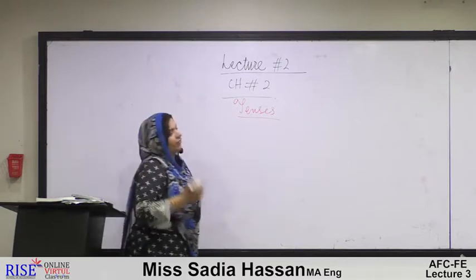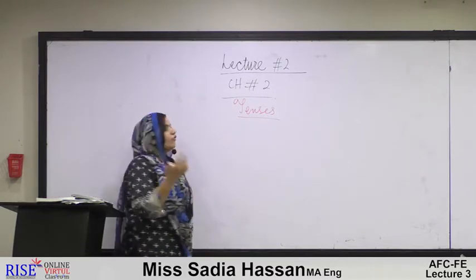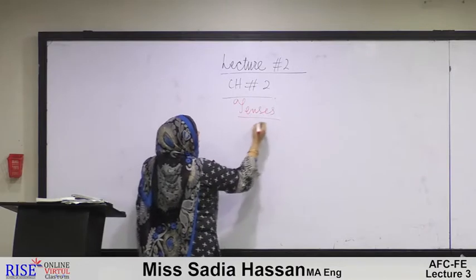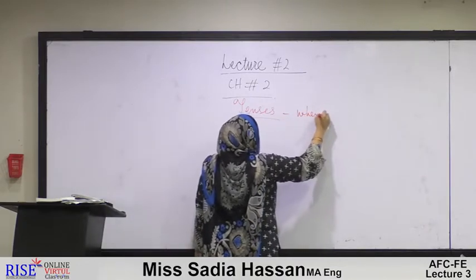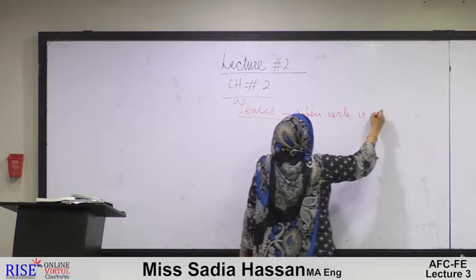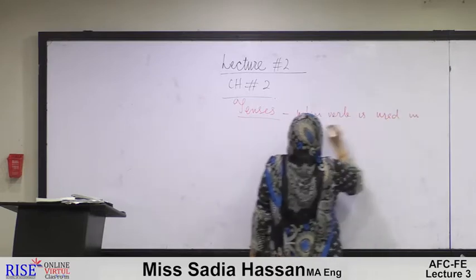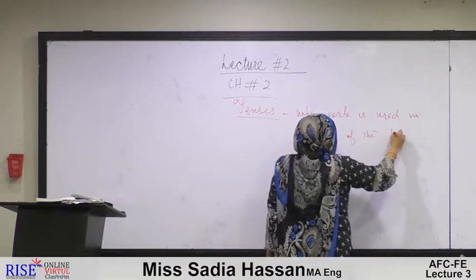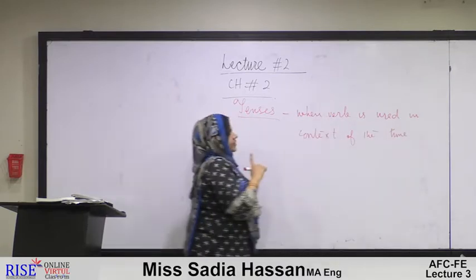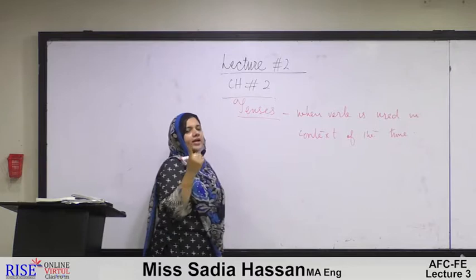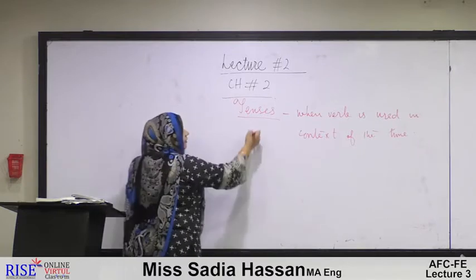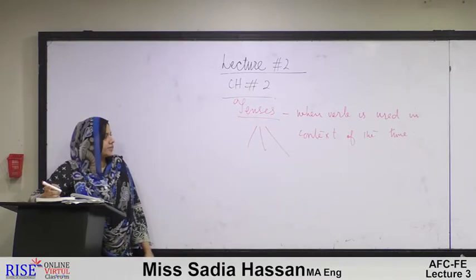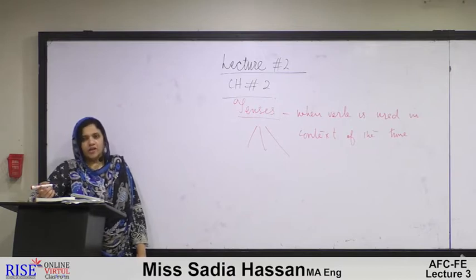We start with a definition. What actually are tenses? If we try to define tenses in the context of the verb, we say a tense is when a verb is used in the context of time. When a verb is used in the context of time, it is called tense. As we would have discussed the tenses in our preliminary classes, we are going to discuss the 12 types of tenses.